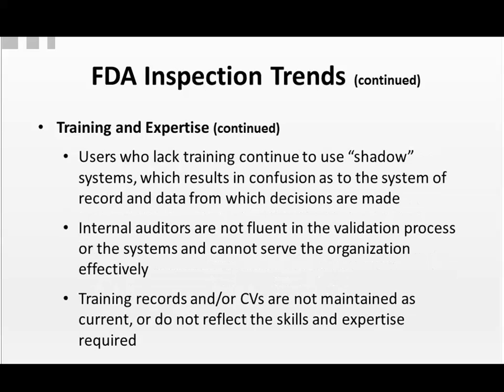Now, there are many cases that I've come across as well where users who didn't attend the training or just don't like the new system continue to use what I refer to as shadow systems. These are the systems that they were using prior to system implementation. Maybe Excel spreadsheets or Word documents or some form of recording information. If they're maintaining a shadow system along with the new system, there's a lot of confusion as to which is the system of record. Where are decisions made from?